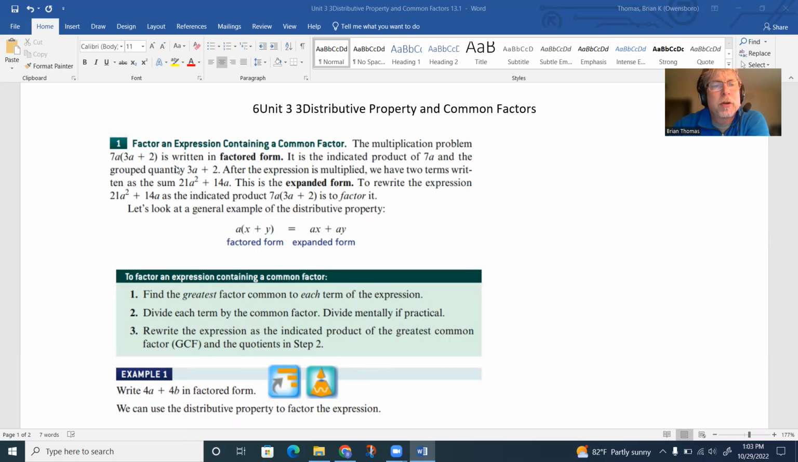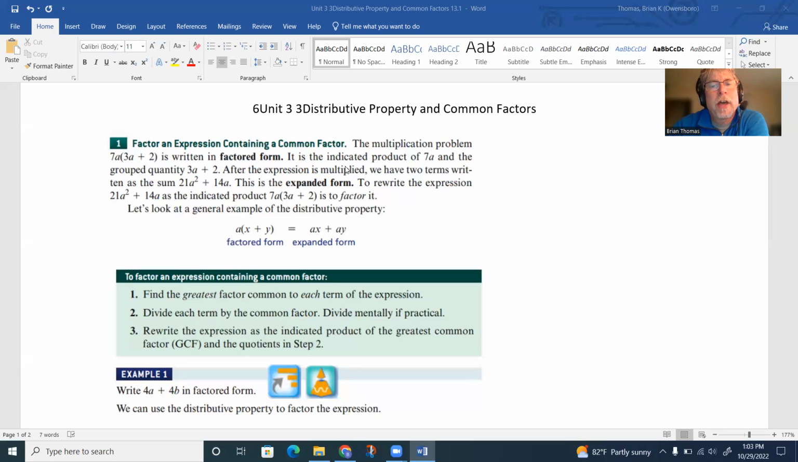So in a multiplication problem, if we have 7a times the quantity 3a plus 2, the 7a is considered a factor, and the quantity 3a plus 2 is considered a factor. This is what's described as factored form. Notice how we start to see the appearance of parentheses again, because parentheses represent this factored form. We have this 7a and this 3a plus 2, grouped together as two separate factors.